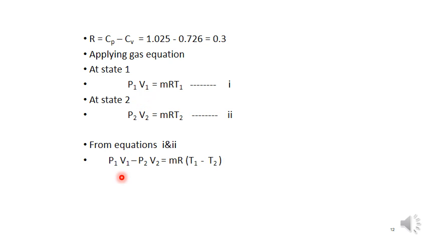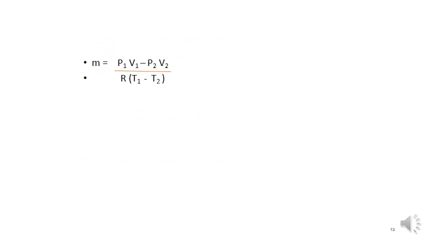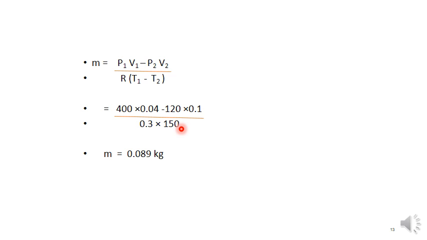So we can substitute all the data in this equation, and after that we will get the m value. We know the P1, V1, P2 and V2 values and we have to calculate only m. We know that the R value is 0.3, and the difference in temperature. So m is equal to (P1 V1 minus P2 V2) divided by R (T1 minus T2). P1 value 400 into V1 value 0.04, minus P2 120 into 0.1, divided by 0.3 into 150. So we get 0.089 kg. This is the mass of the given gas.